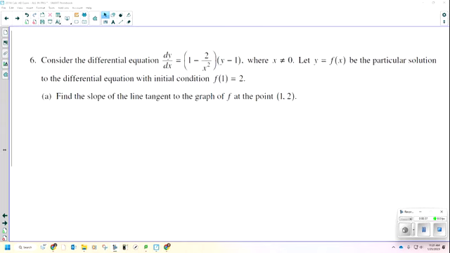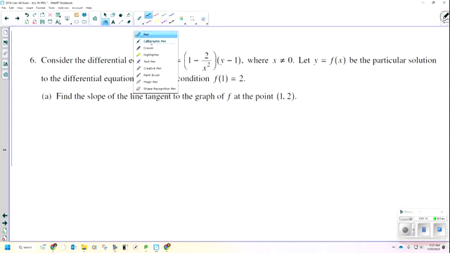Number 6 reads, consider the differential equation dy/dx equals (1 minus 2 over x squared) times (y minus 1). Ooh, I feel a separable differential equation coming here, where x cannot equal 0. Let y equal f of x be the particular solution to the differential equation with the initial condition f of 1 equals 2. Find the slope of the line tangent to the graph of f at the point (1, 2). We're starting with something very, very easy.